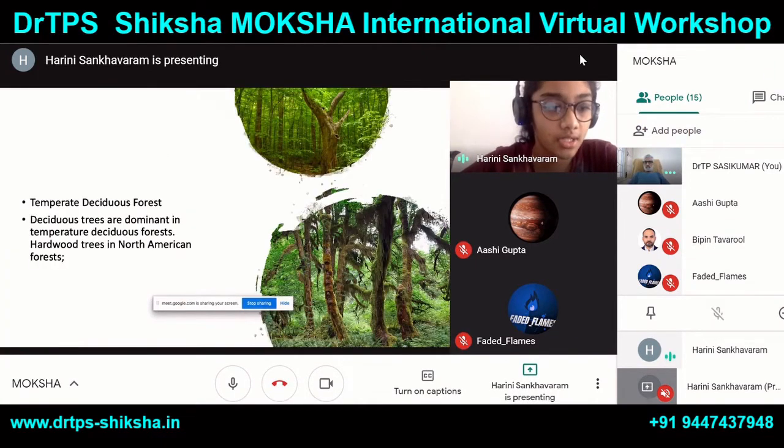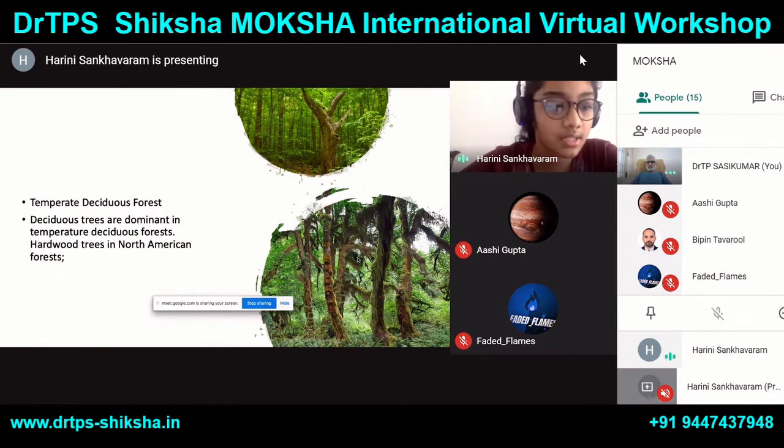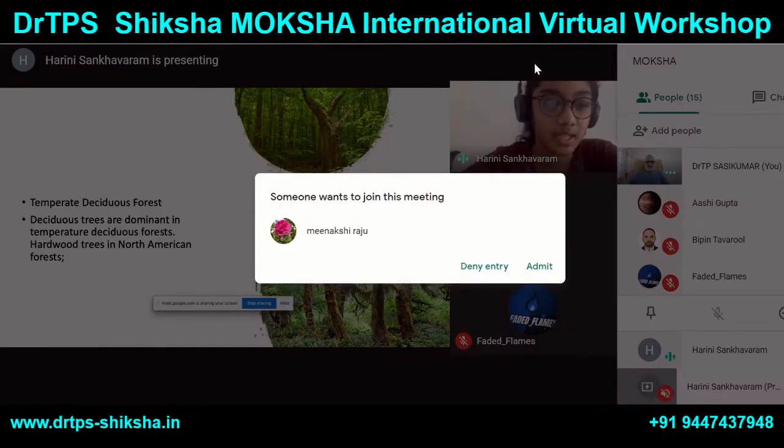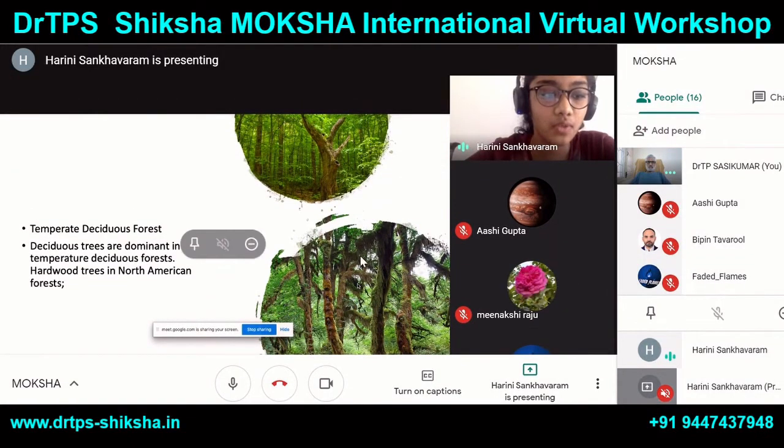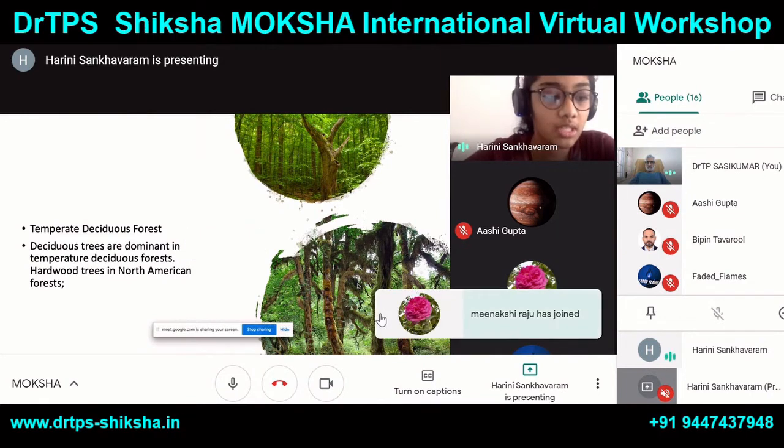Temperate deciduous forest. Deciduous trees are trees that lose their leaves during the autumn and winter. There are many hardwood trees like oak, maple, chestnut, and hickory, and animals like deer, bear, wolves, and squirrels live in temperate deciduous forests. The northeastern United States is an example of a temperate deciduous forest.